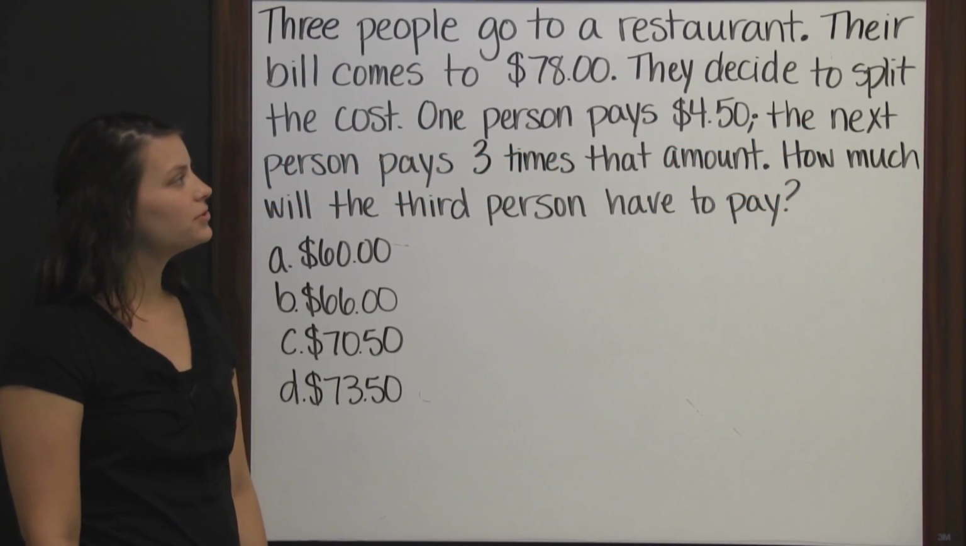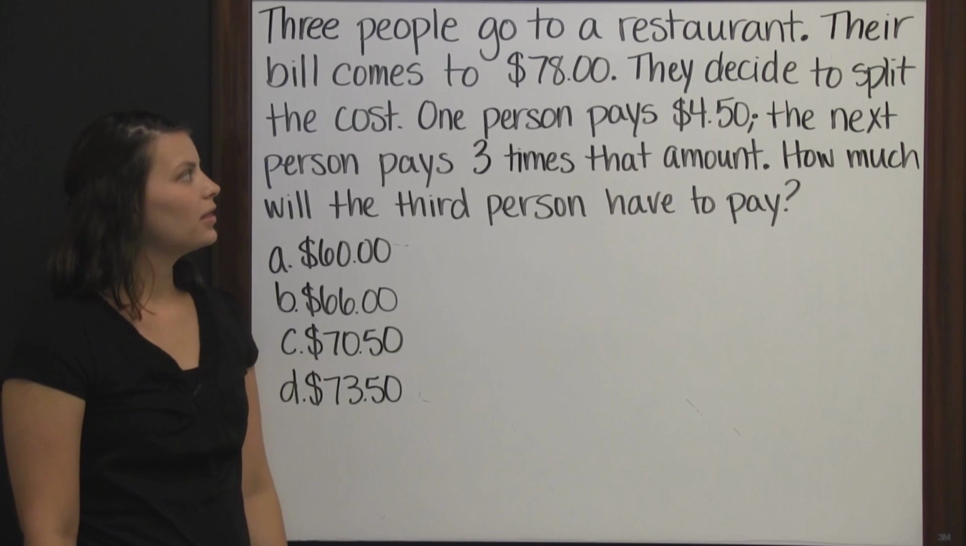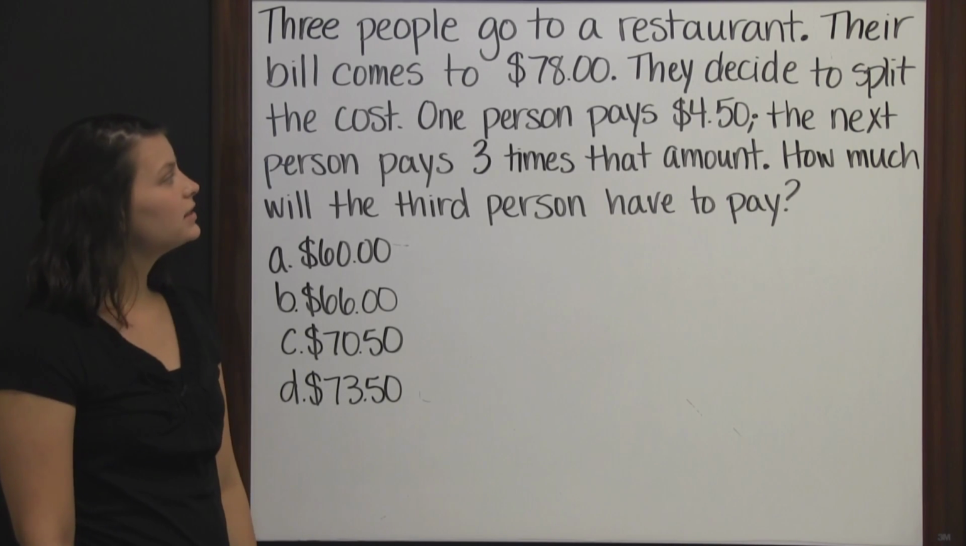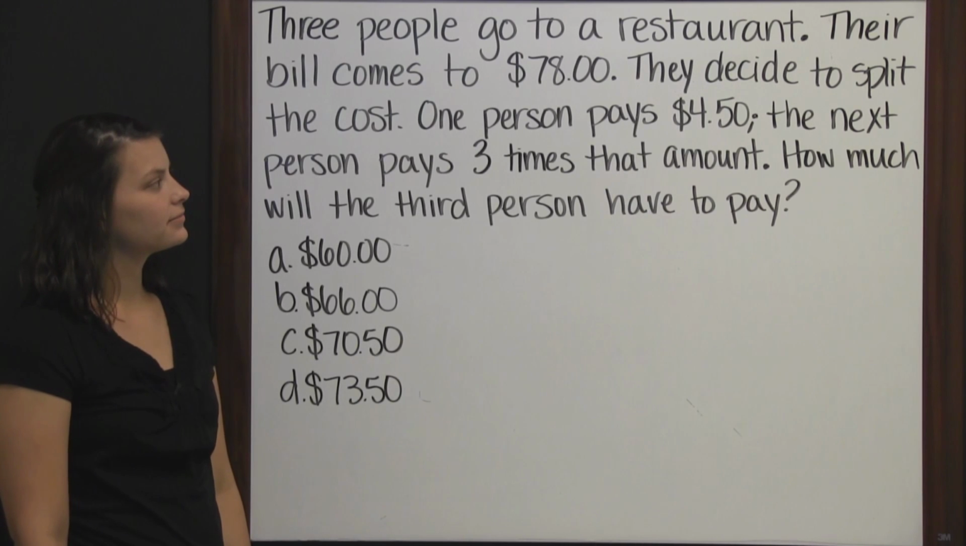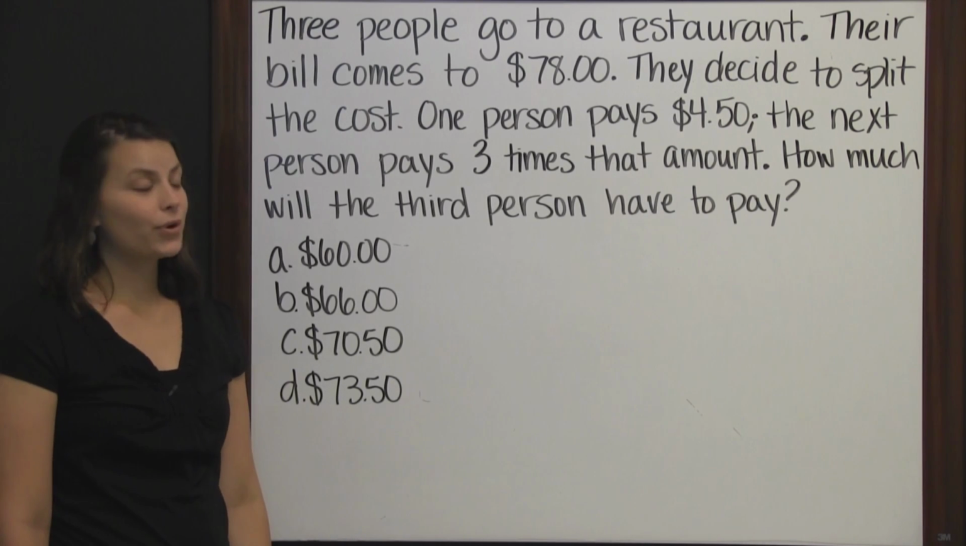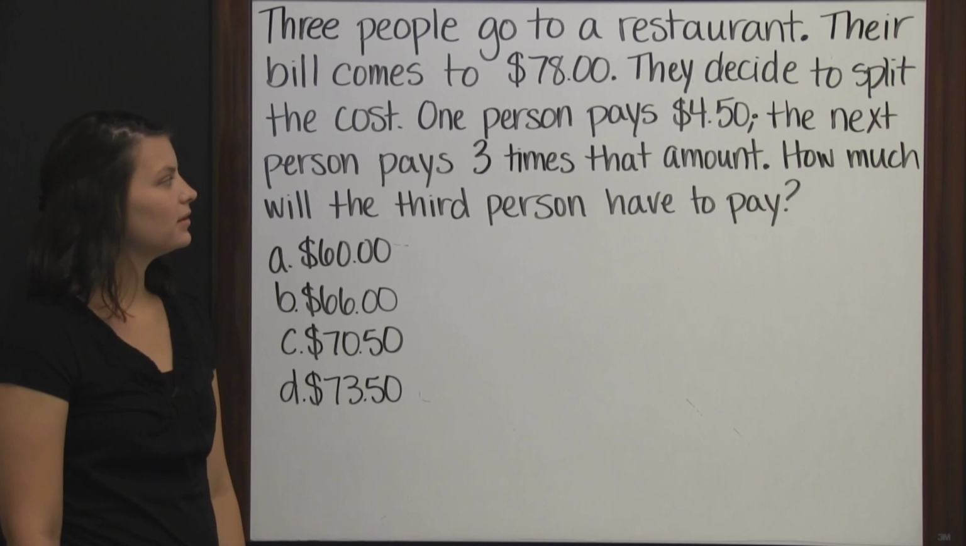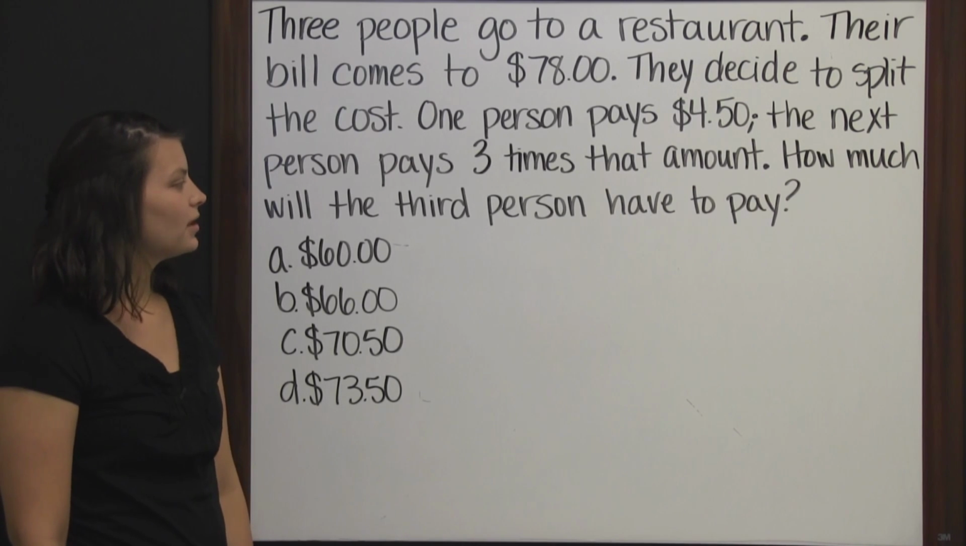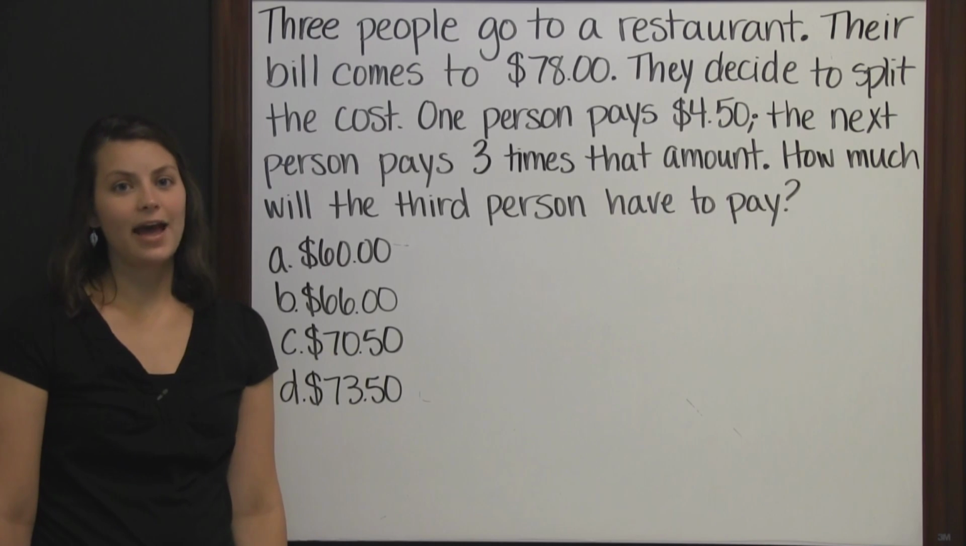Three people go to a restaurant. Their bill comes to $78. They decide to split the cost. One person pays $4.50. The next person pays 3 times that amount. How much will the third person have to pay?